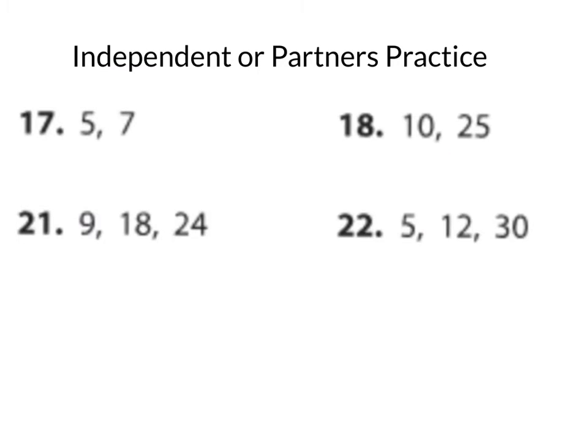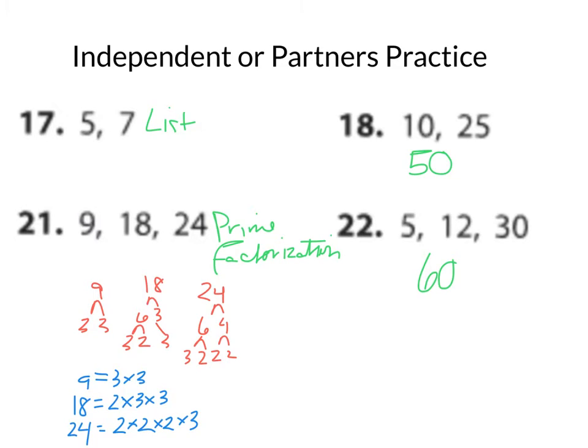Here's your independent or partners practice. 4 problems. Please do these how you would like to. Make a list or use prime factorization. The answers are coming in 3, 2, 1. I'm going to go over specifically how to do 21 and 17 in 2 different ways just for more practice.